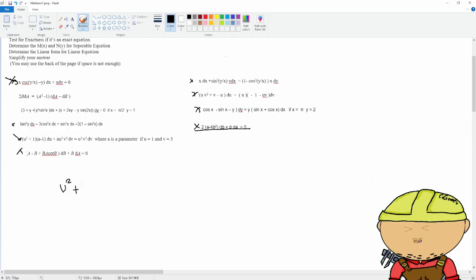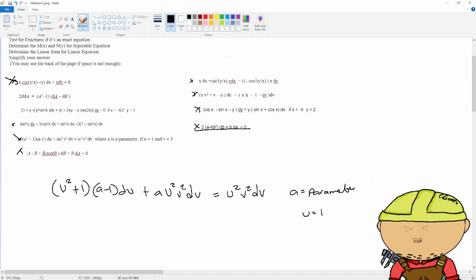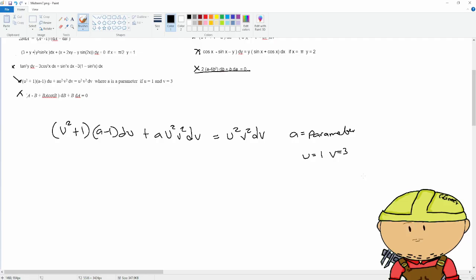(u squared plus 1)(a minus 1) du plus e u squared v squared dv is equal to u squared v squared dv, where a is a parameter, with u equal to 1 and v equal to 3. Just for teaching purposes, we're not going to be using x and y, just to show that you don't need to use x and y.